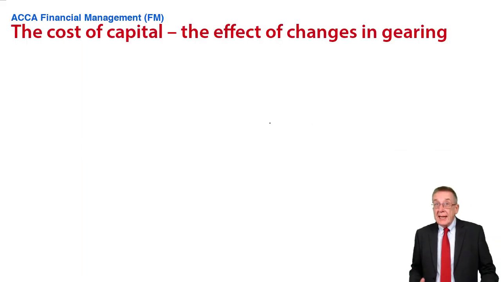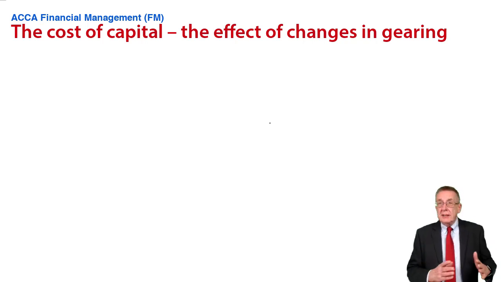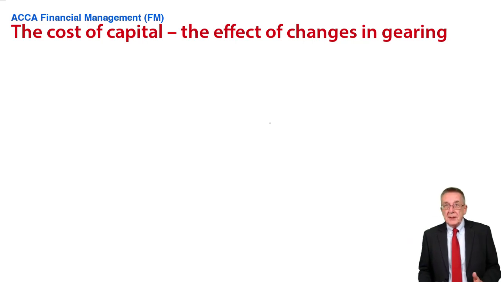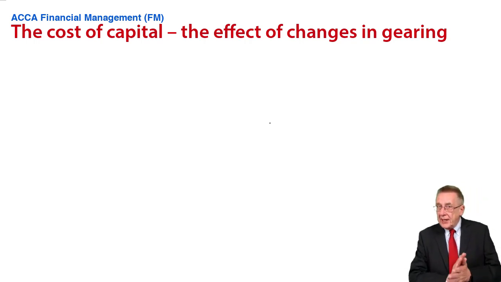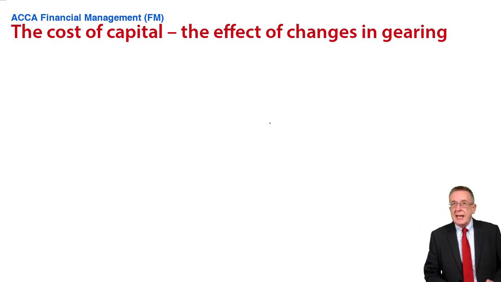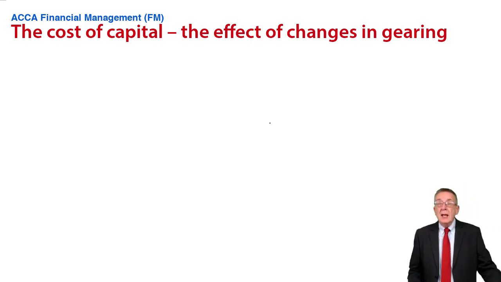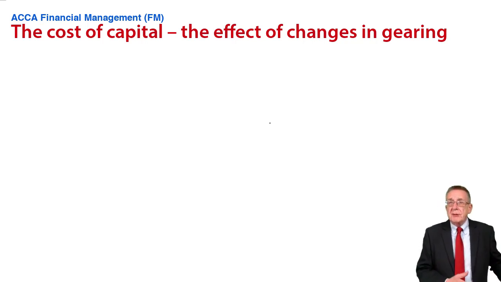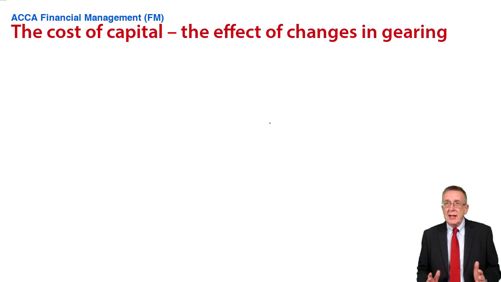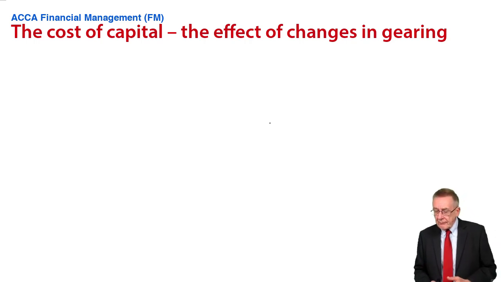The effect of changes in gearing. I mentioned in the lectures on the previous chapter, when we calculated the weighted average cost of capital, that in paper F9 we do appraise projects at the weighted average cost of capital, but it does assume two things: that we're keeping the level of gearing the same, because with different gearing the weighted average would change, and that the level of risk of the new project is the same as the risk in the existing company. There's no change in the riskiness of the business itself.